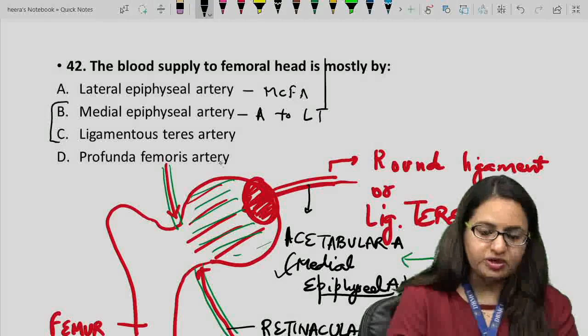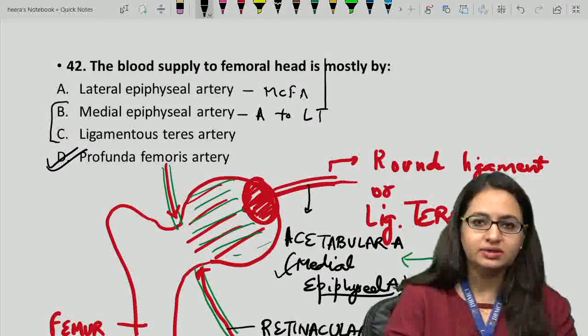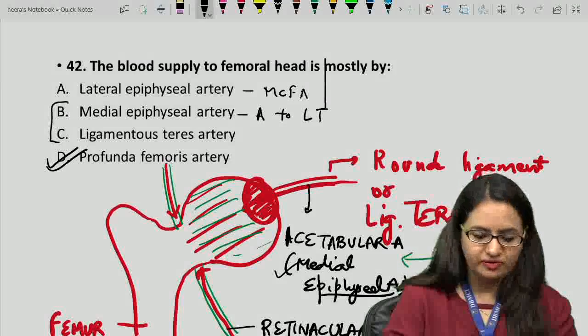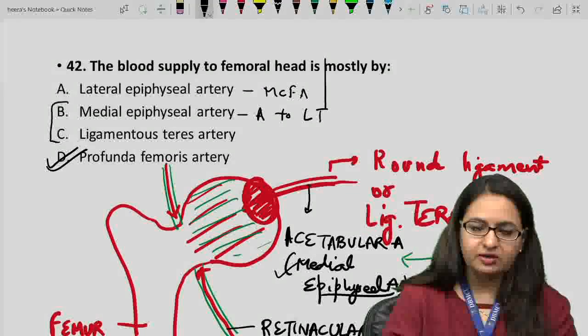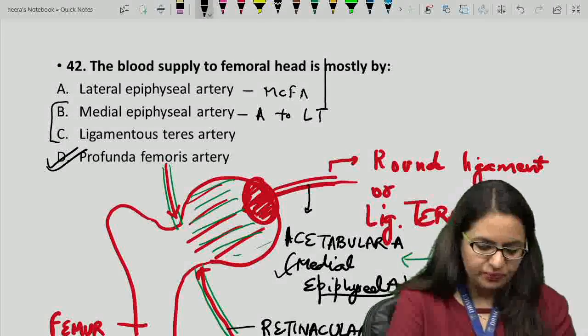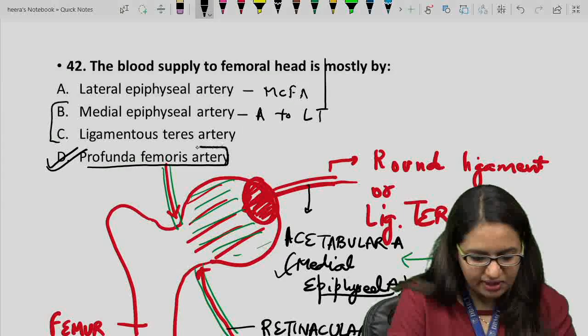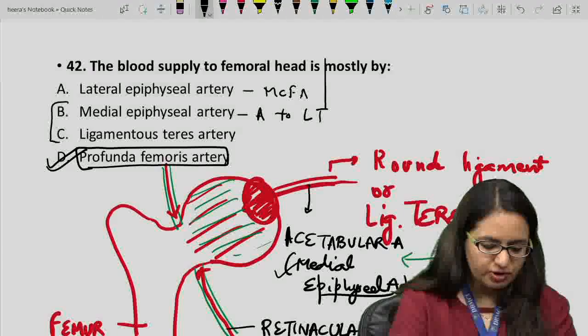And lastly is the profunda femoris artery. The answer will be the profunda femoris artery because it is in turn giving the medial and the lateral circumflex femoral arteries, which are then supplying the whole of the head of the femur, and in that too the medial circumflex femoral artery is majorly supplying. So we will go for the best answer, and that is the profunda femoris artery. So the answer for question number 42 is D.